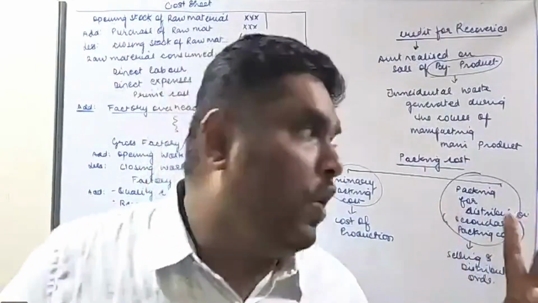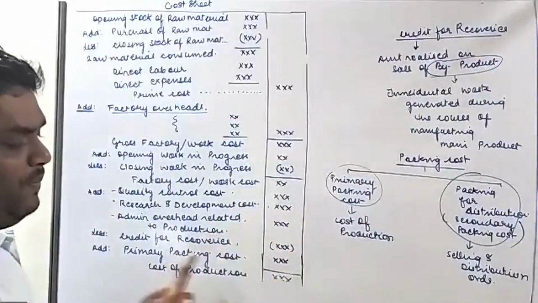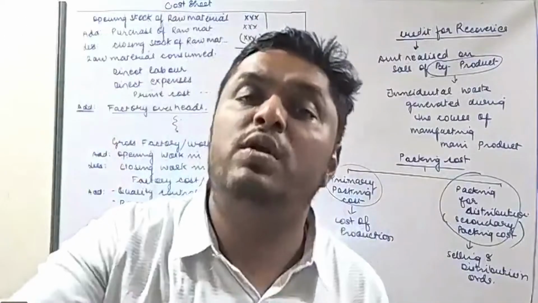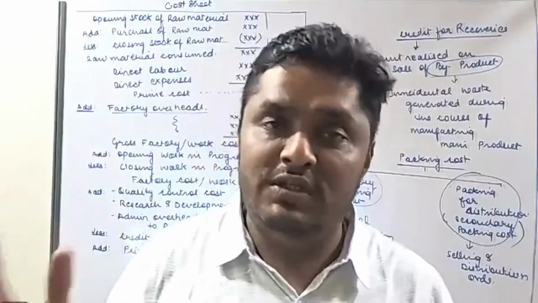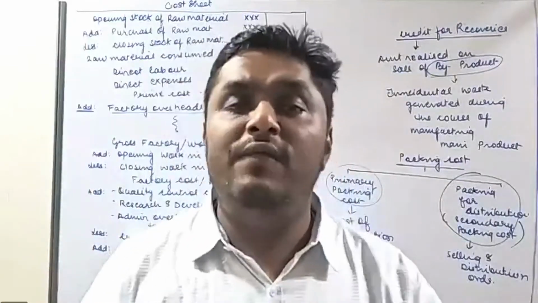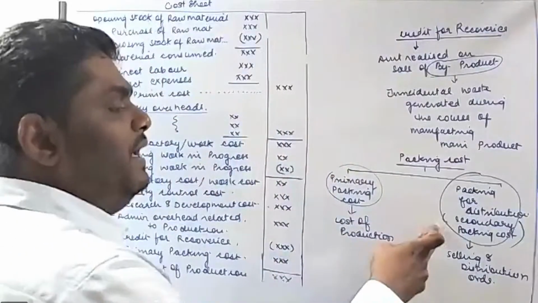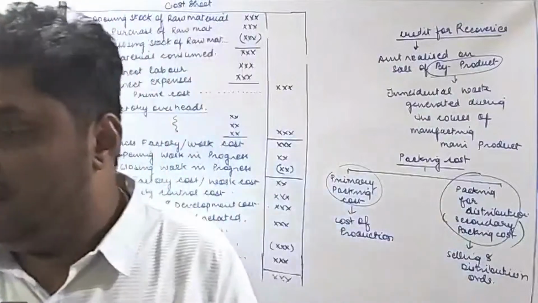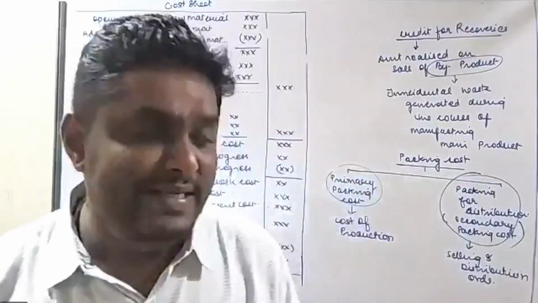See, Tanu, when talking about primary packing cost, it will form part of cost of production. It comes here. And when talking about packing for distribution, or secondary packing cost, it will form part of selling and distribution cost. Yes, both the packing costs will form part of the cost sheet, but this one comes in cost of production and this one comes in selling and distribution overheads. Giving you 2 minutes time, please copy this explanation.